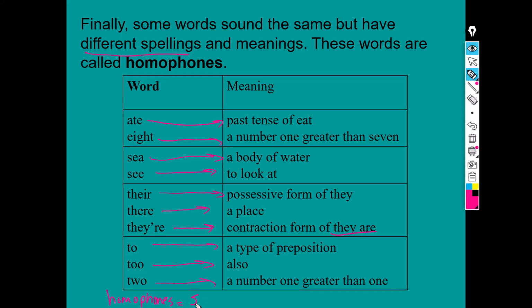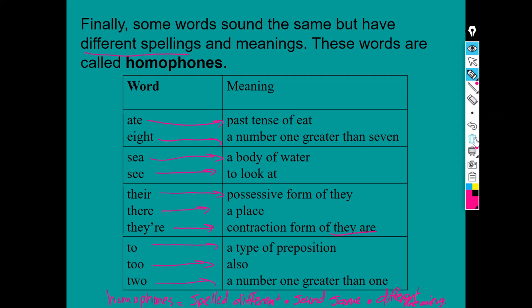Spelled differently. Sound the same. Different meaning. So homophones are spelled differently, but they sound the same and they have different meanings. Ate, eight, sea, see, there, their, to, too, two. All right, you've got it.